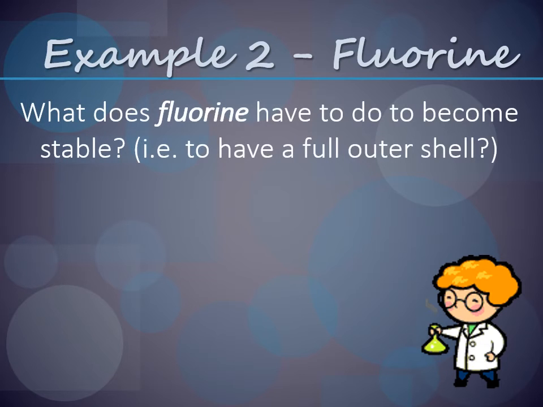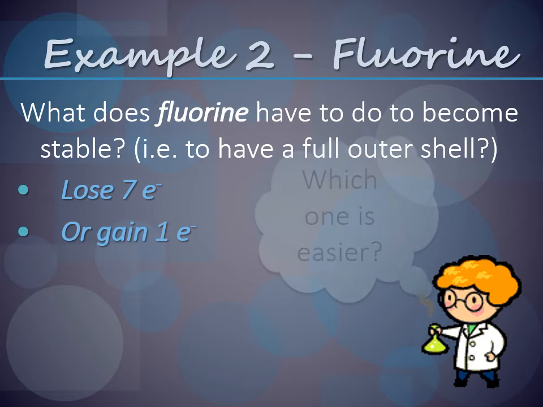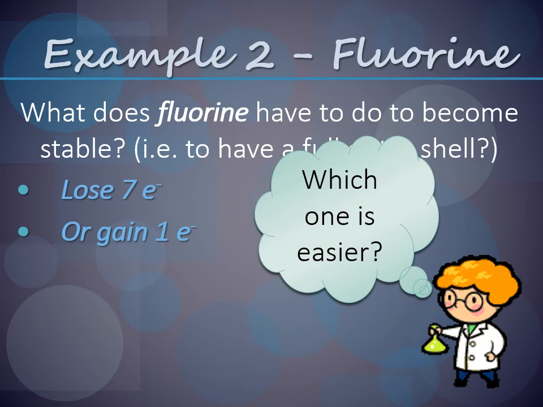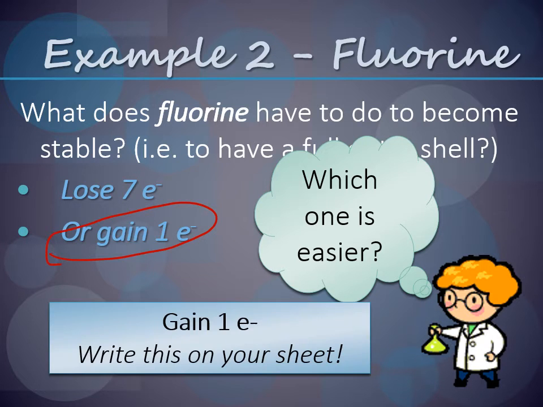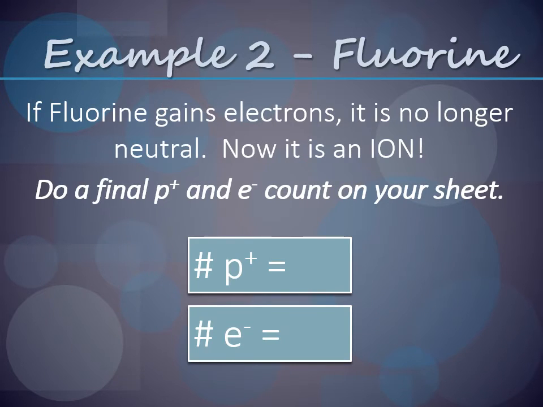So what does fluorine have to do to become stable, to have that full outer shell? Well, it's either going to lose the 7 electrons that it has, or it can gain 1 electron to have a full 8 electrons on that last shell. So which one is going to be easier? I hope you answered gaining 1 electron because it's the smaller of the two numbers. It requires a lot less energy. So if fluorine gains electrons, it's no longer neutral and now it's an ion.